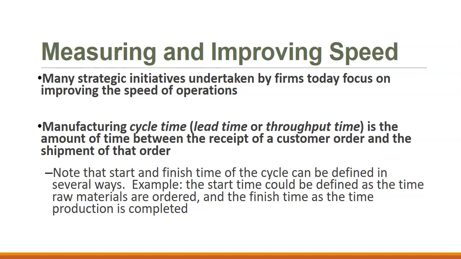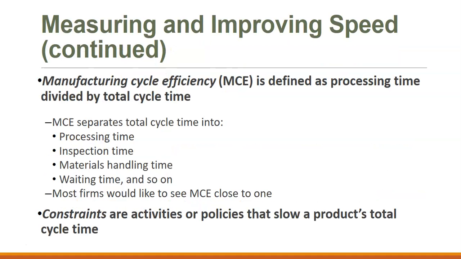We have an example where the start time could be defined as the time the raw materials are ordered, and the finish time is the time production is complete. So instead of shipment when production is complete, or instead of when a customer order is received, when the raw materials are ordered for that order.